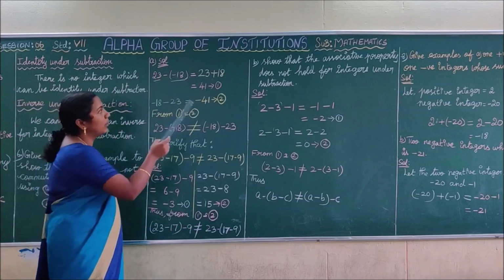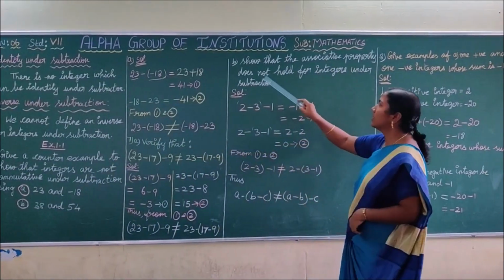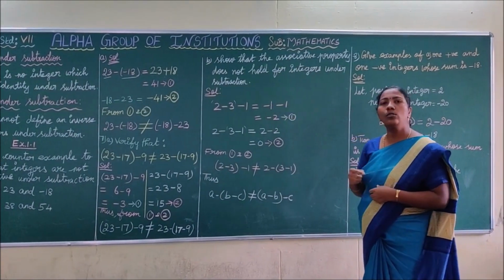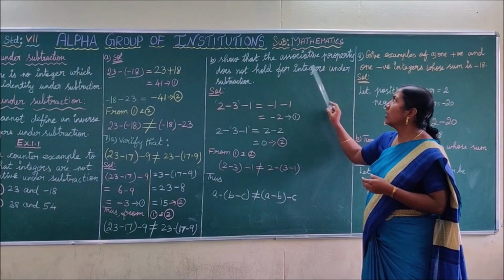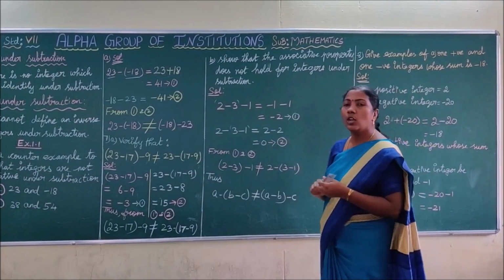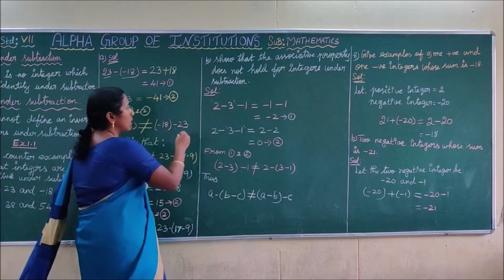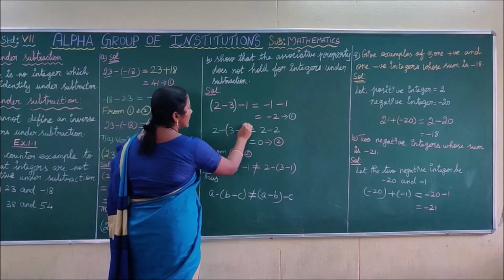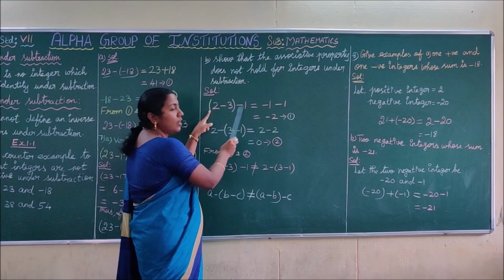See the subsection B in the seventh question. Show that the associative property does not hold for integers under subtraction. We have to take any three integers and we have to prove that the integers are not associative under the subtraction. I take the three integers 2, 3, 1. You can also take some other integers, children. First I am subtracting the first two integers. Next I am subtracting the second and third integer. See here, 2 minus 3 minus 1.